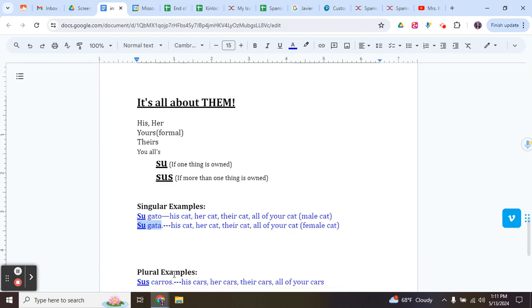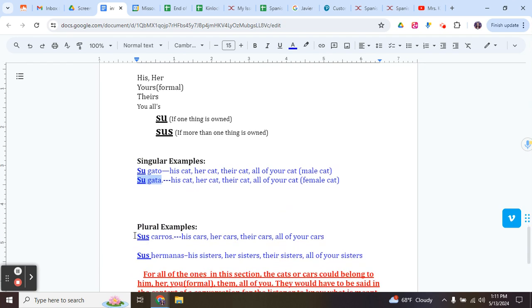So again, context. Now, if we say sus carros, that can mean, again, his cars. So one guy with a bunch of cars, her cars, one woman or one female with a bunch of cars. It could be a bunch of people with a bunch of cars or one person with a bunch of cars. The important point is here that there's a bunch of cars. There's more than one. And that's why it's sus.